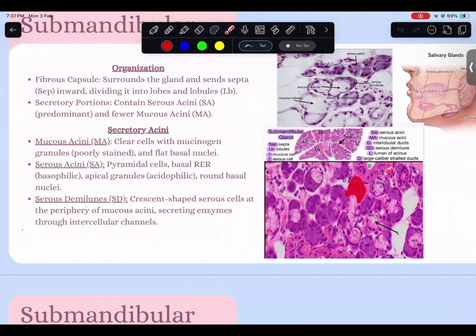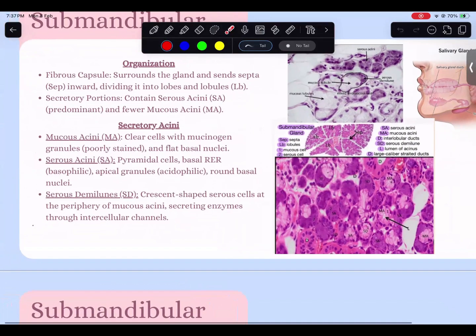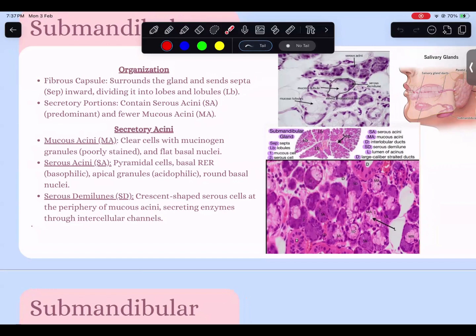This is kind of like crescent-shaped serous cells, and they're usually in close contact with mucus acini. So wherever you see mucus acini, this is one mucus acini. This right here would be the serous demilunes, which is crescent shaped. See this mucus acini? This is going to be the serous demilunes. So these are the three structures you're going to see in the submandibular gland: the mucus acini, the serous acini, and the serous demilunes.